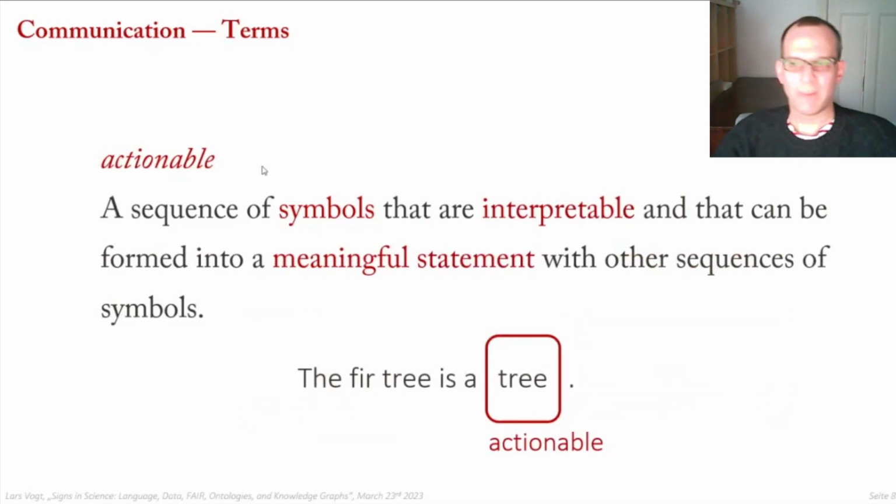Then the third term, actionable, that's a sequence of symbols that are interpretable and that can be formed into a meaningful statement with other sequences of symbols. So here we have a couple of sequences of symbols that refer to terms, and I can read them all, and I can make a statement with them using one of these terms, and then I can show that the term is actionable. I know how to use it, how to apply it. The fir tree is a tree.